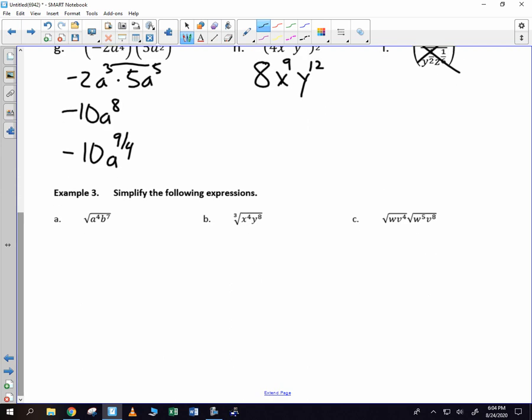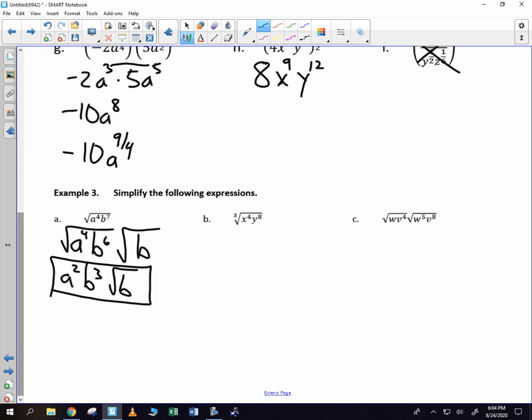Last one, simplify the following algebraic expressions. We need to take out the perfect square. So it's a to the 4th, b to the 6th. Square root of that is a squared, b cubed. But when you did that, you just had the a to the 4th, b to the 6th. You were missing the b. So you have to leave that square root of b there, and we just have the square root of b. So take the perfect square that you can right away, and then go ahead and leave the rest over there.